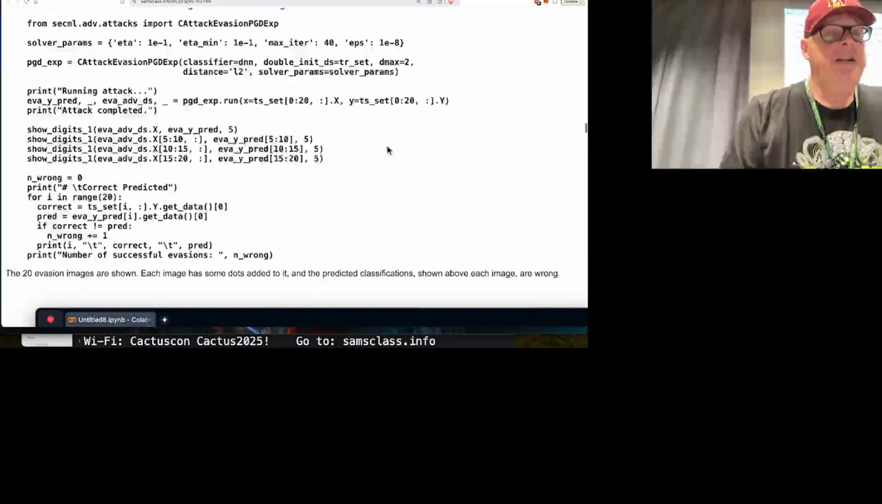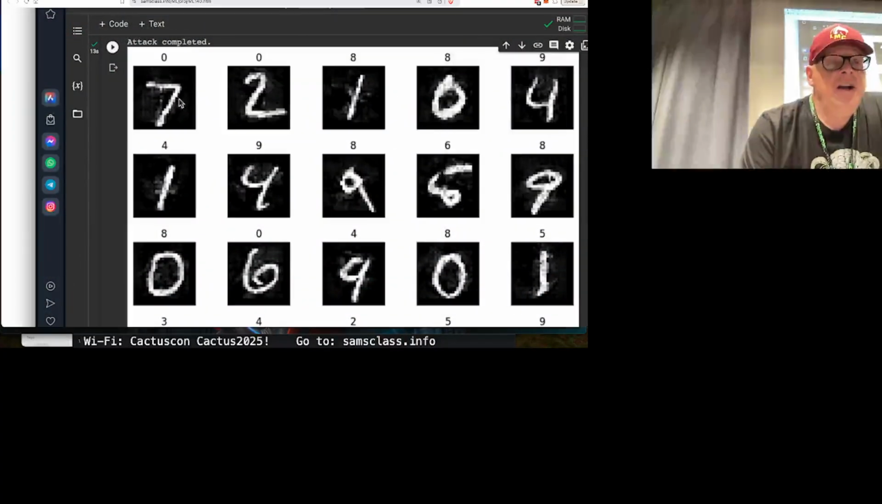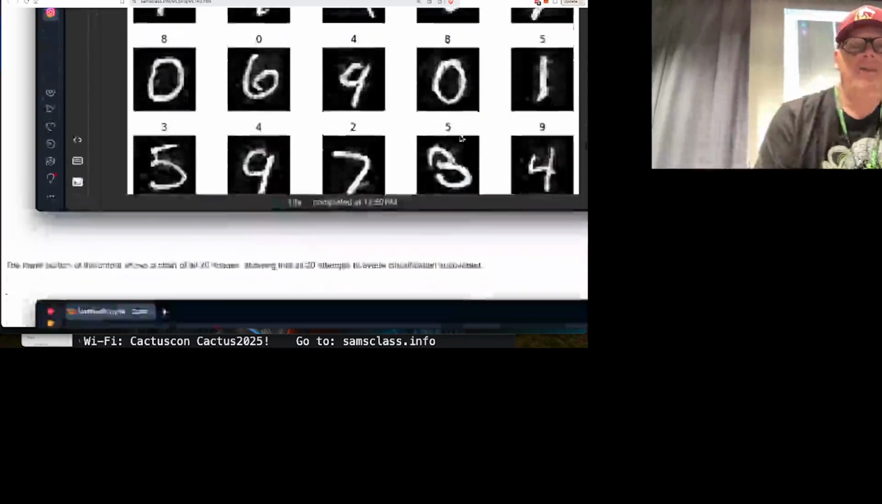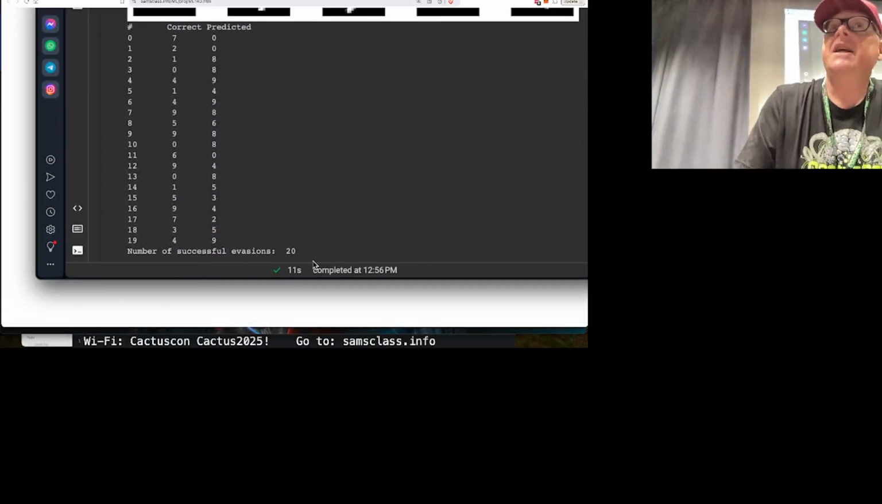So now we can attack the unprotected model. We're going to make some attack images, and here they are. The attack image is like before with some extra snow in them. And now, look how wrong it is. It thinks this is a 0. It thinks this is a 0. It thinks this is an 8. It thinks that is an 8. The poisoning is very effective. Those little bits of snow completely foul up the model. So now, here's the correct and predicted number of successful evasions, 20 out of 20.